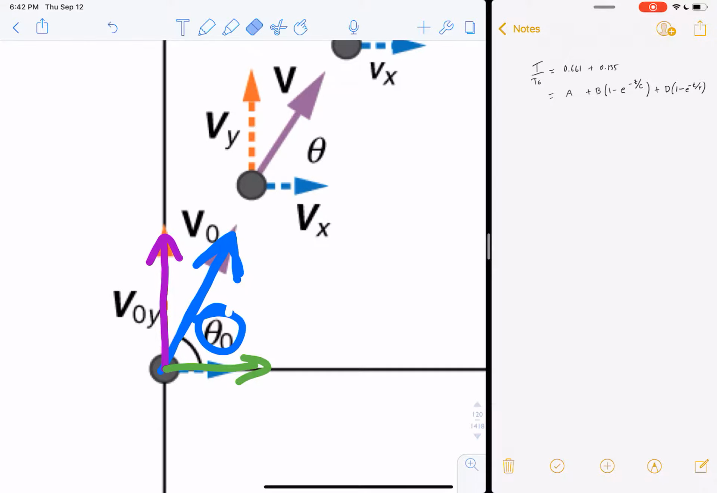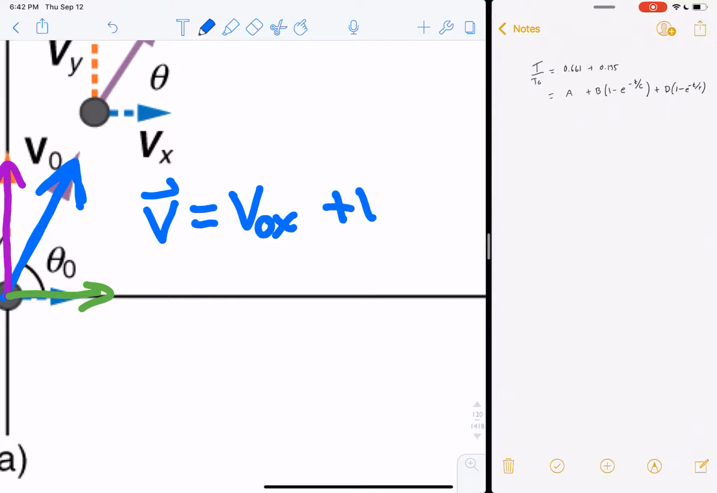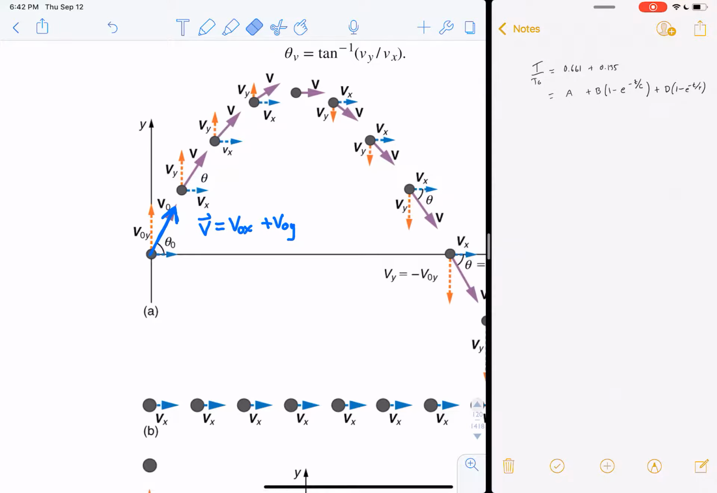If it's 90 degrees, your velocity is straight up in the y direction. If it's 0 degrees, it's straight over in the x direction. If it's some combination, then your velocity vector equals some combination in the x direction plus some combination in the y direction. Okay? And now we have a vector. We've got an x component and a y component. Okay?